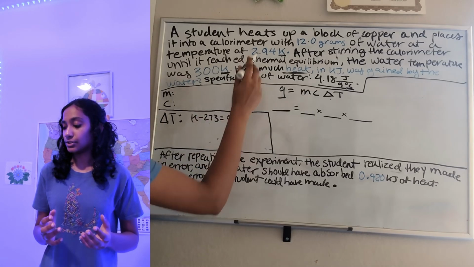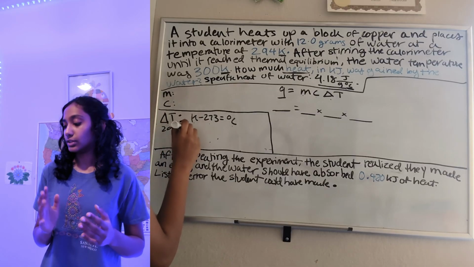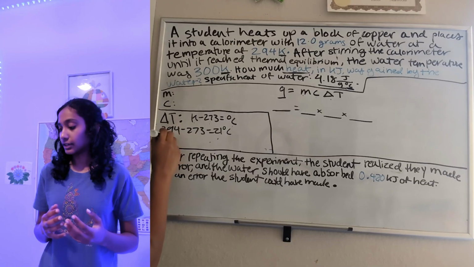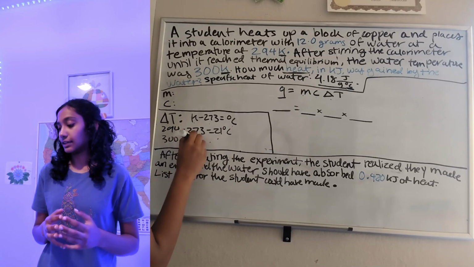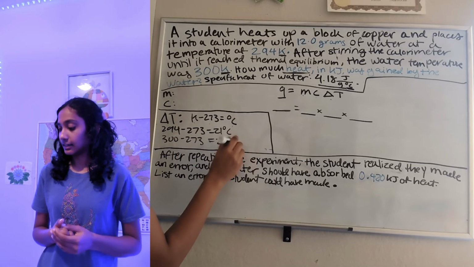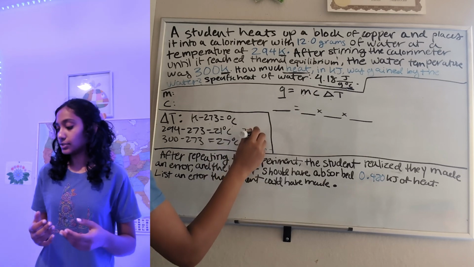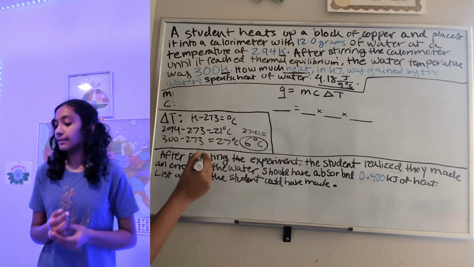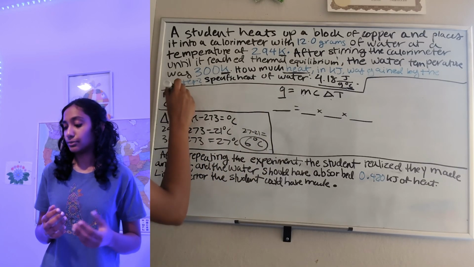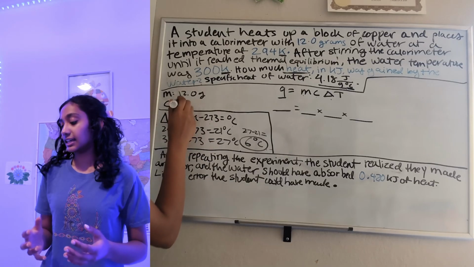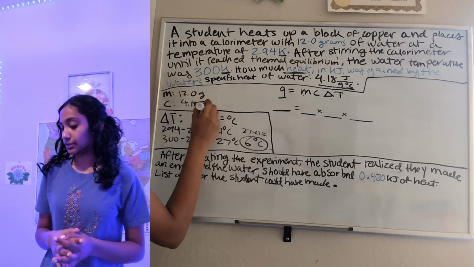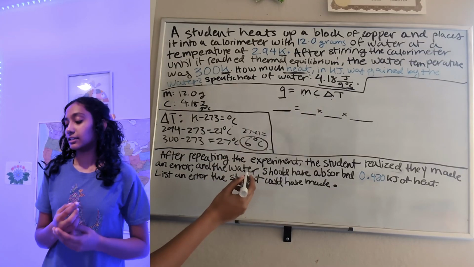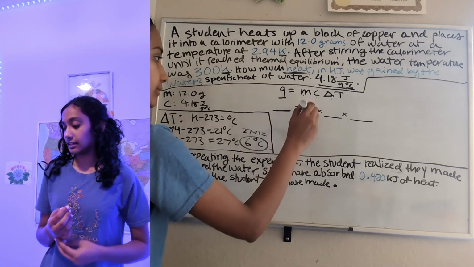For our initial temperature, 294 minus 273 gives us 21 degrees Celsius. For our final temperature, 300 minus 273 gives us 27 degrees Celsius. Subtracting our initial from our final temperature, we get a temperature change of 6 degrees Celsius. Now we can plug in our mass of water, which is 12.0 grams, our specific heat, 4.18 joules per gram degree Celsius, and our temperature change, 6 degrees Celsius, into Q equals mc delta T.